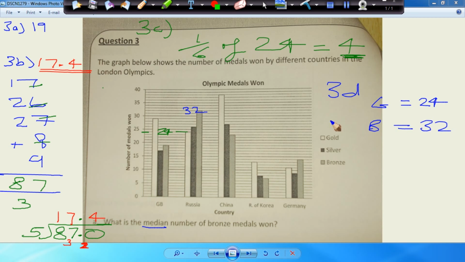Highest common factor. Highest common factor is the biggest number that will divide into both numbers without leaving a remainder. So what number will go into 24 and 32 without leaving a remainder? The highest common factor is 8.